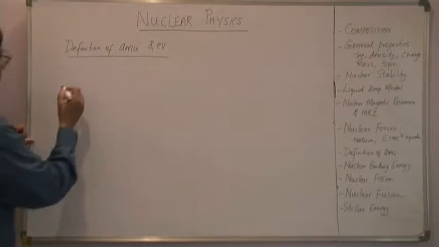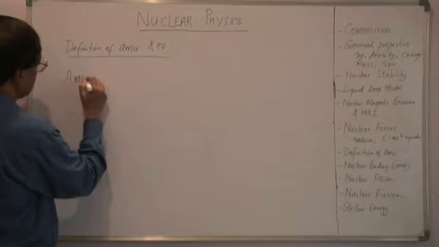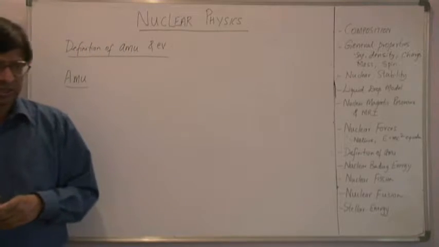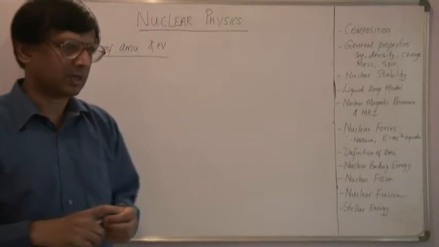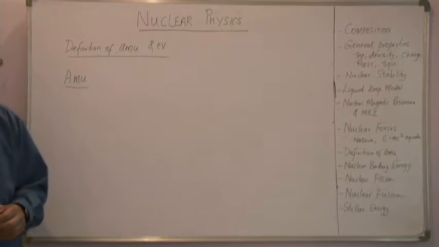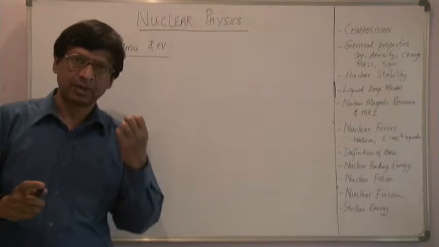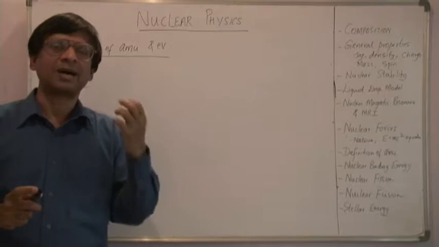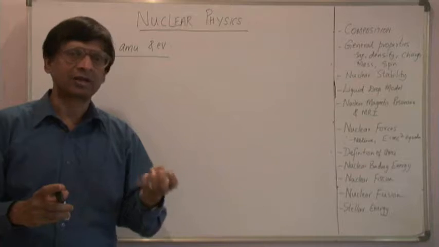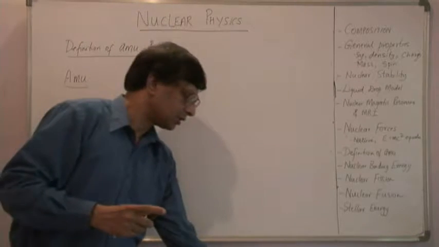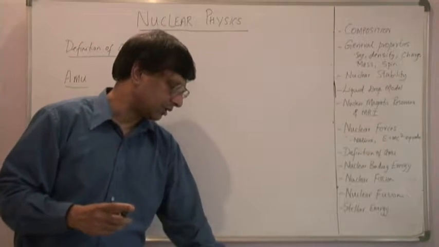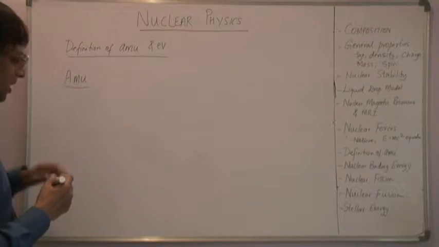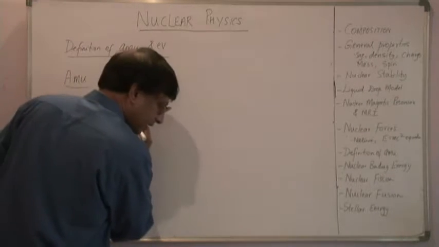Let us start with AMU. AMU basically stands for atomic mass units. When we use matter on earth, we use units such as kg. Whereas when we talk in terms of atoms or nucleus, their mass is extremely small. So we have another reference point to measure the mass of atoms or nucleus, and that unit is called atomic mass unit. So let me define atomic mass unit.